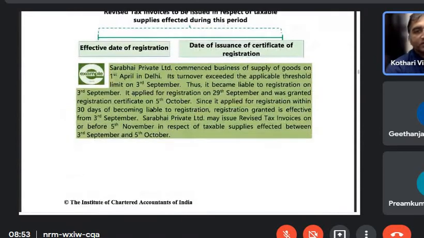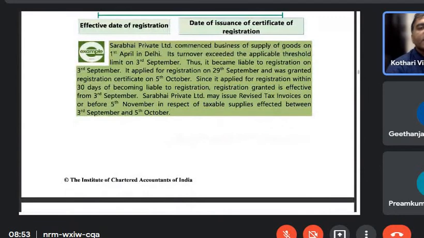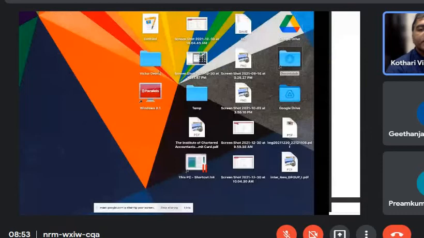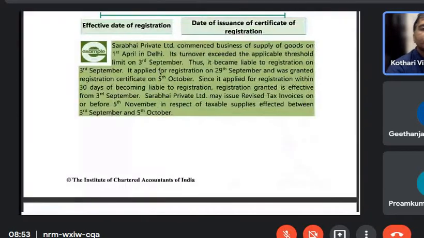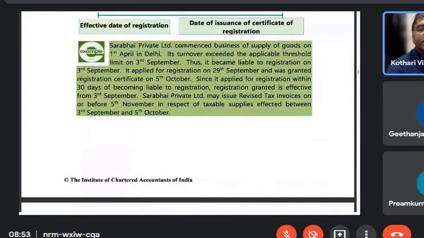Effective date of registration, date of issuance of certificate. Sarabhai Private Limited commenced business of supply of goods on 1st April in Delhi. Its turnover exceeded the applicable threshold limit on 3rd September. Thus, it became liable for registration on 3rd September. It applied for registration on 29th September. When did he become liable for registration? 3rd September. When did he apply for registration? 29th September. Did he apply within 30 days? Yes. When was the registration certificate granted? 5th October.